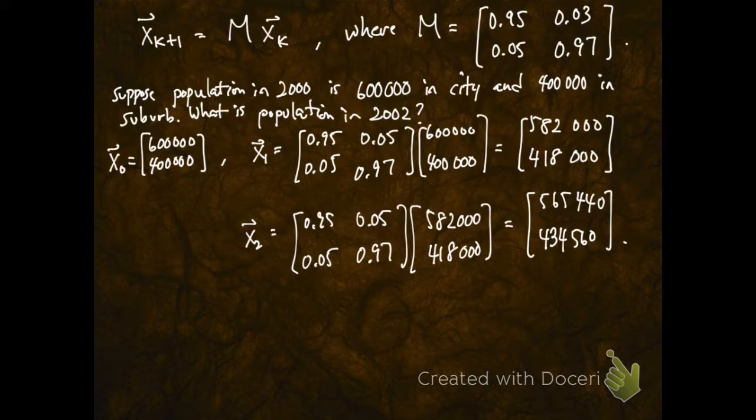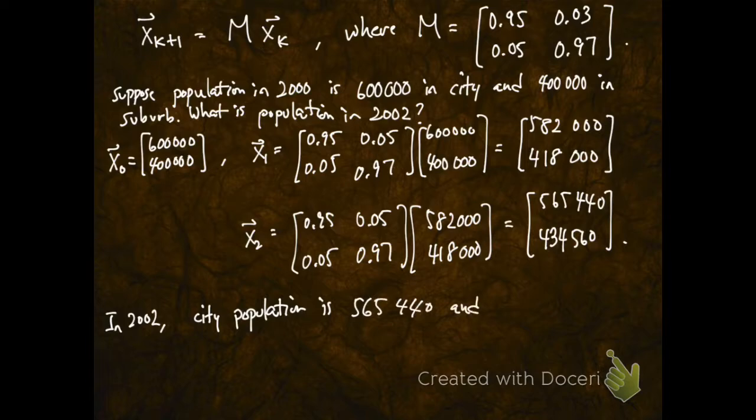If I want the population in year 2002, like we're asked, then I need to compute x2, and so I multiply by this migration matrix M, and get 565,440, 434,560. And so the components of that state vector are the city population and the suburb population.